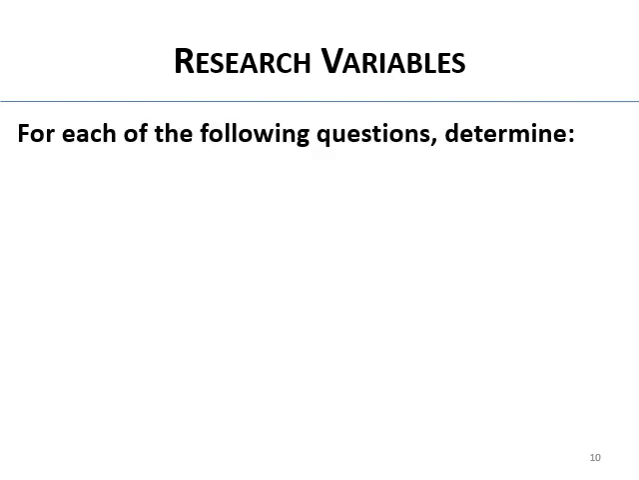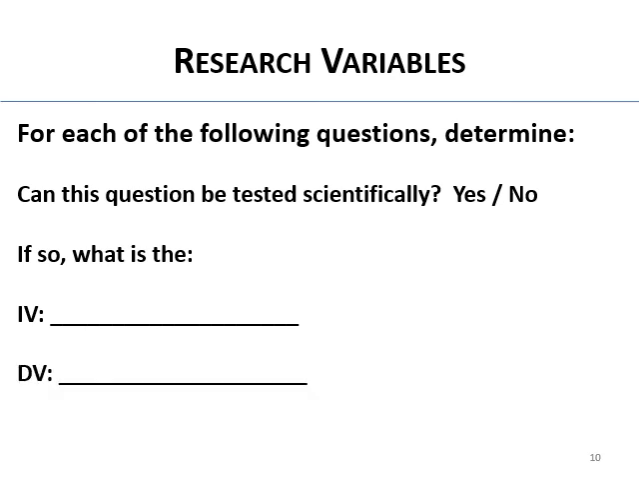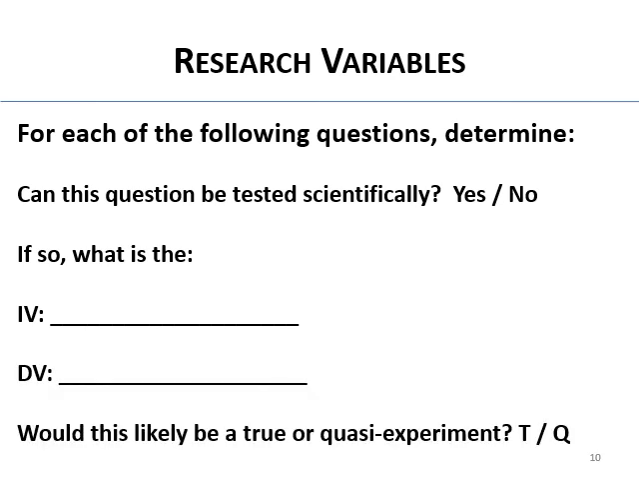So let's apply that. Let's see if we can do this. For each of the following questions, determine, can this question be tested scientifically? Yes, no. If so, what is the independent variable? What's the dependent variable? And would this likely be a true or a quasi-experiment? That's based on the independent variable. Can you ethically or in reality manipulate it, or are you just measuring it?